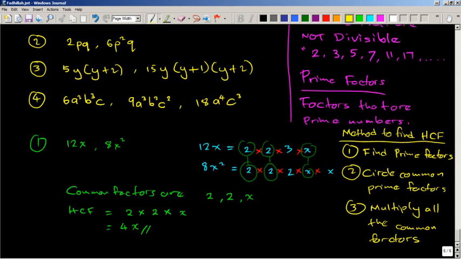Done. Okay, good. Try number 2 now. Again, there are two numbers: 2pq and 6p squared q.